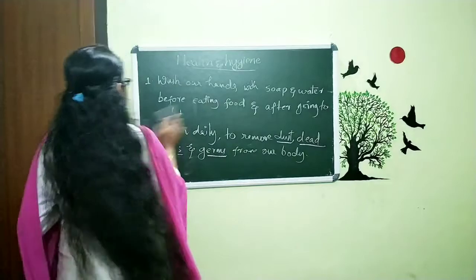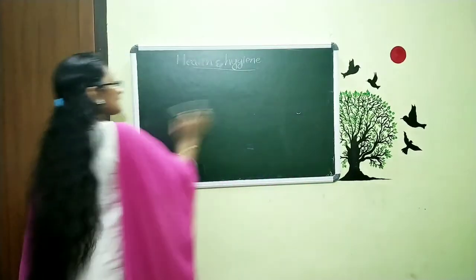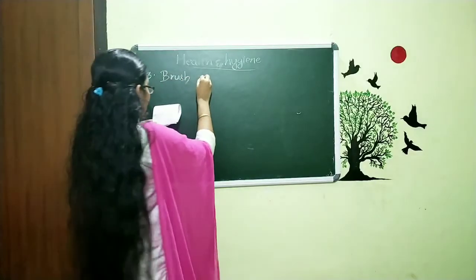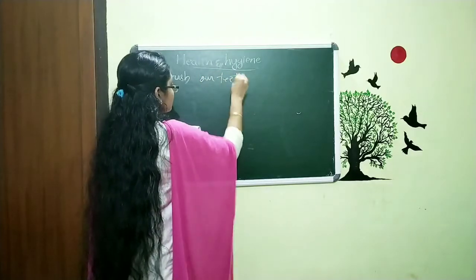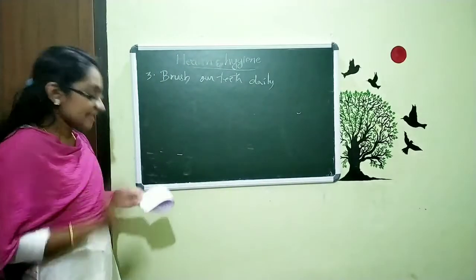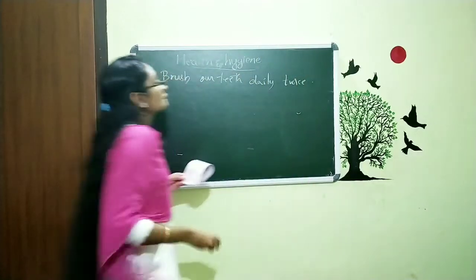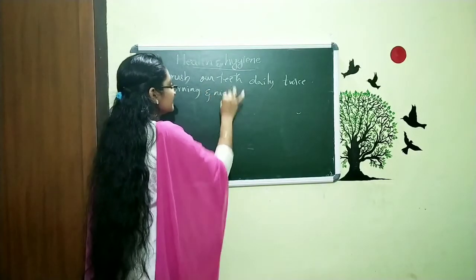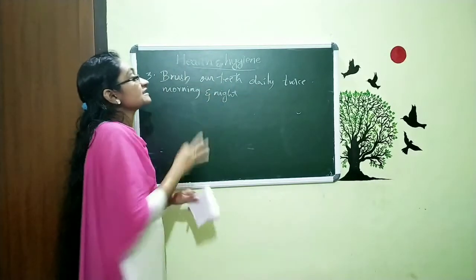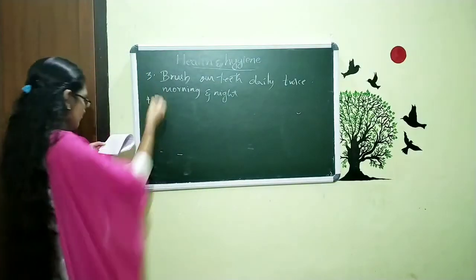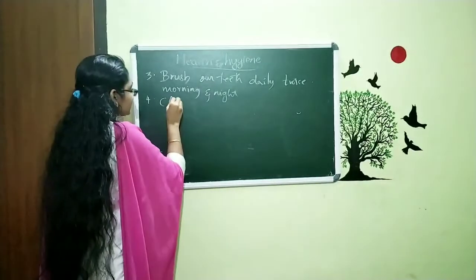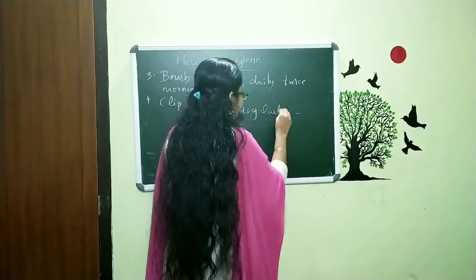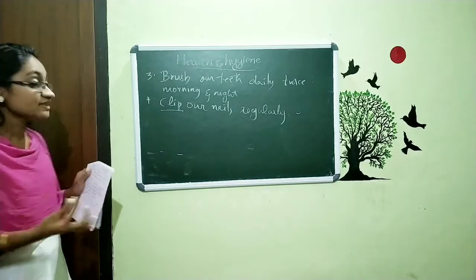Now we are moving to the third step. The third step is this: we should brush our teeth daily, twice. When? In the morning and at night before sleep. That is the third point. Now, the fourth point is this: we should clip our nails regularly. What does clip mean? Clip means we want to cut our nails regularly.